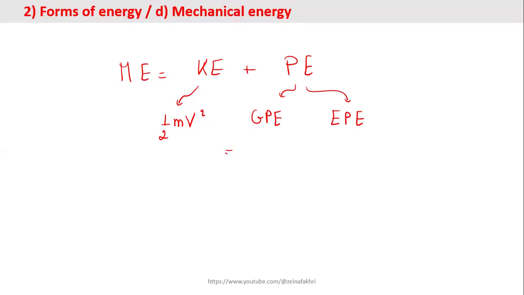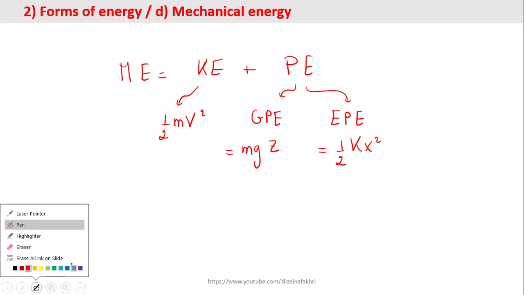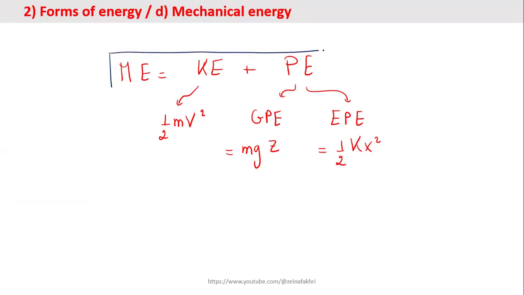Now, the gravitational potential energy is given by mgz, where z is the height and it can be positive or negative or zero according to the reference. And EPE is equal to half kx squared, where x is the variation of length of the spring. Now, this will be then the mechanical energy of a system at a certain position.